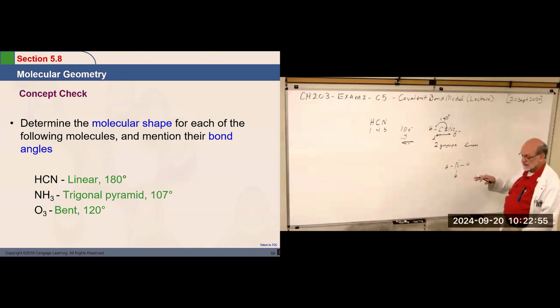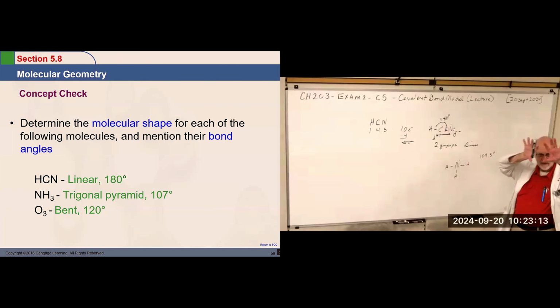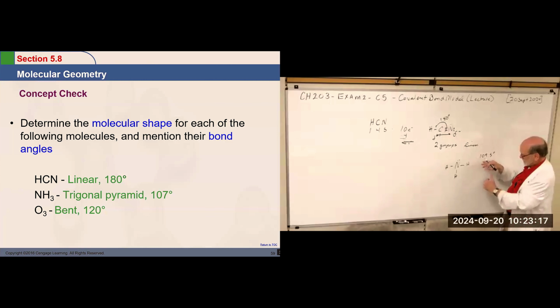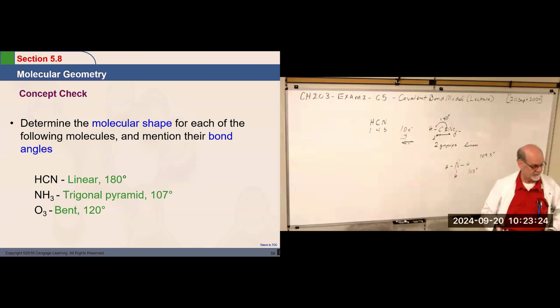Well, initially, the bond angle for a tetrahedron is 109.5 degrees. If this were carbon and there were all hydrogens, then the bond angles would be exactly 109.5 degrees. But with this lone pair out there doing its ballooning thing, it's putting pressure on the other bonds, it pushes them together to where the bond angle is 107 degrees. It squeezes them. That's what lone pairs do in a molecule.